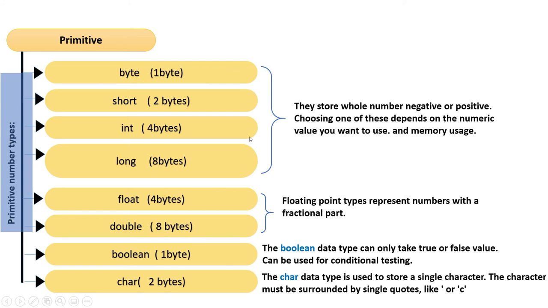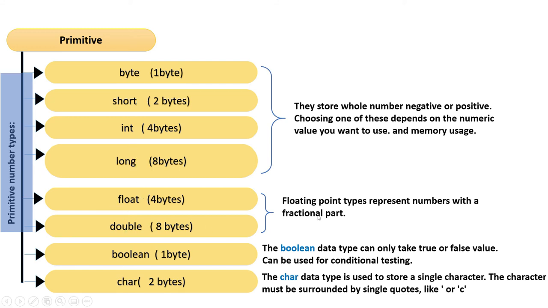Primitive data types. Starting from byte all the way to double, they're called primitive number types. The first four store whole numbers, negative or positive. That means they're signed variables. Choosing one of these depends on the numeric value you want to use and the memory usage. For example, byte has less range and less memory space, so to save memory, it's better to use byte than short, as long as it can hold the value.